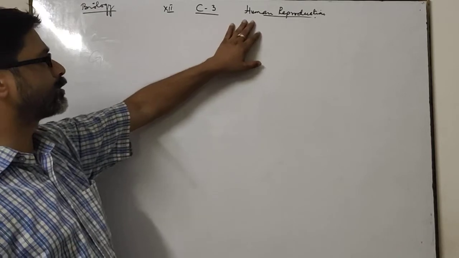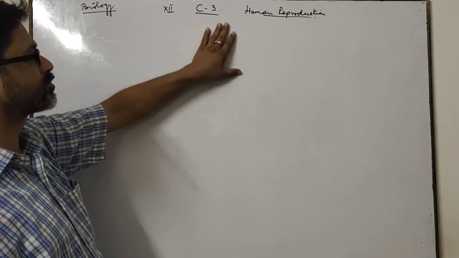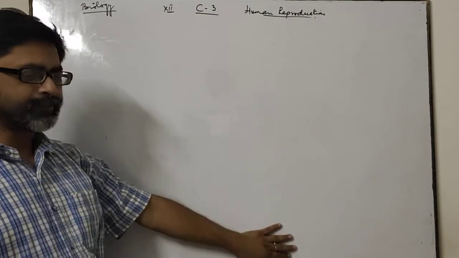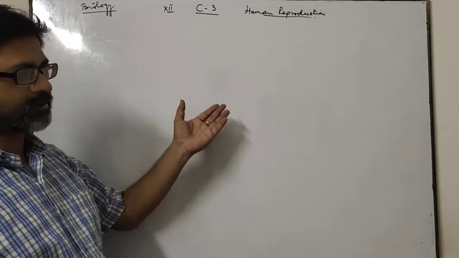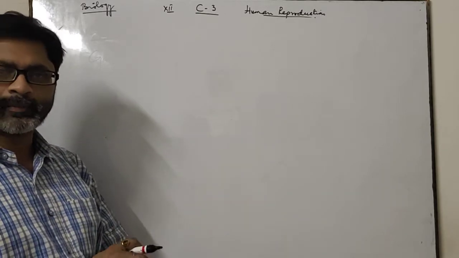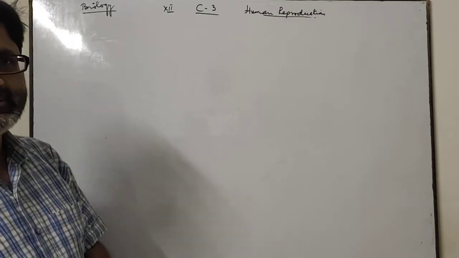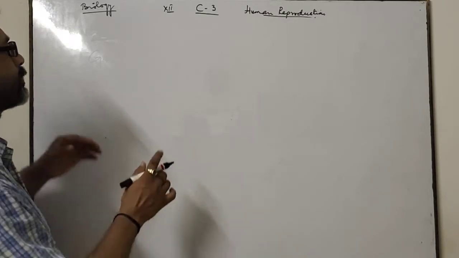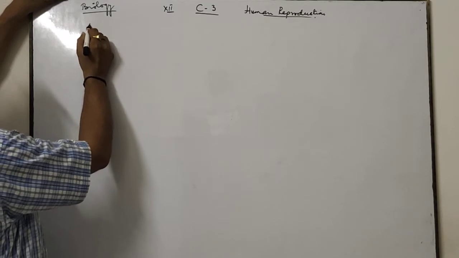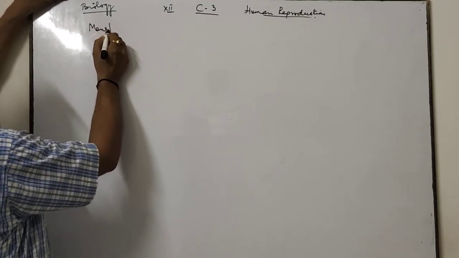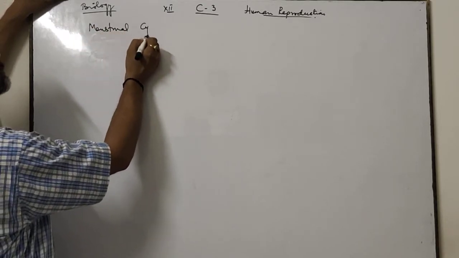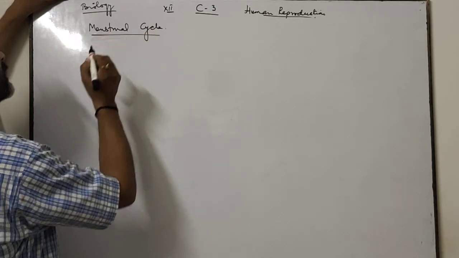I am going to continue this chapter, human reproduction. In this chapter, I have already discussed the male and female reproductive system, as well as gametogenesis, spermatogenesis, and oogenesis. Now, I am going to discuss the menstrual cycle. What is the menstrual cycle?